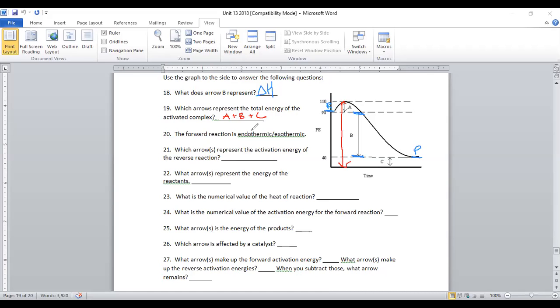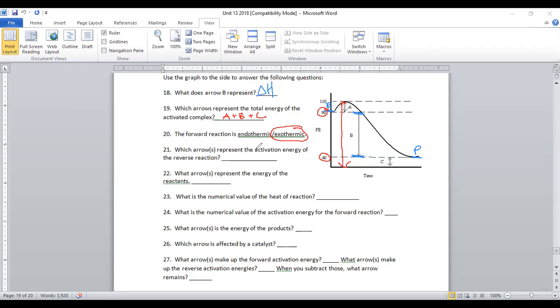Okay, the forward reaction. So you start at 90 and start at 90 joules and it goes down to 40. So heat was released. So that means it is exothermic.